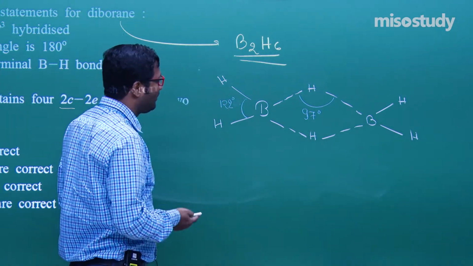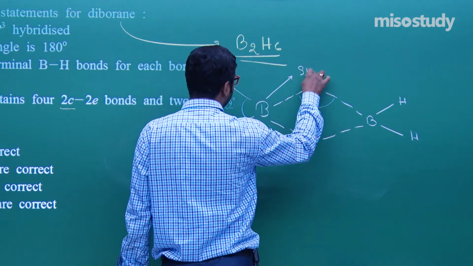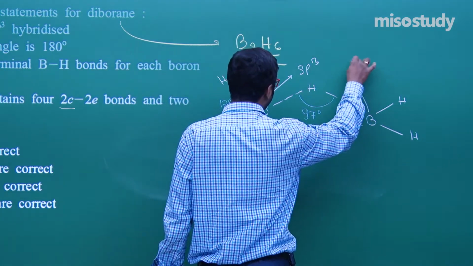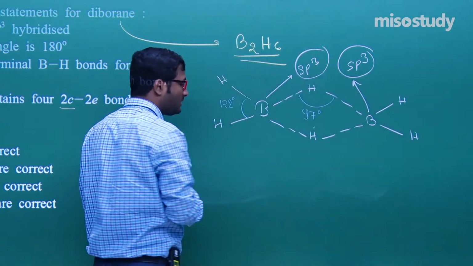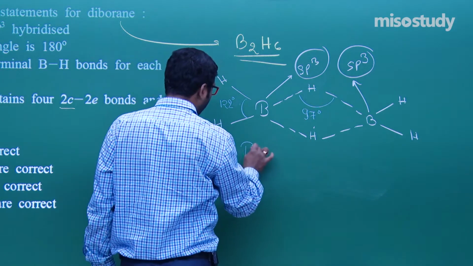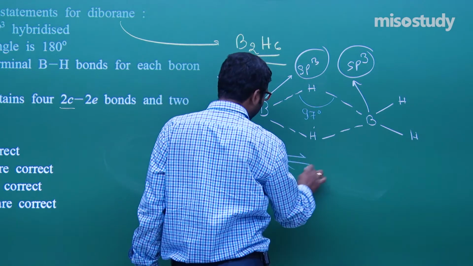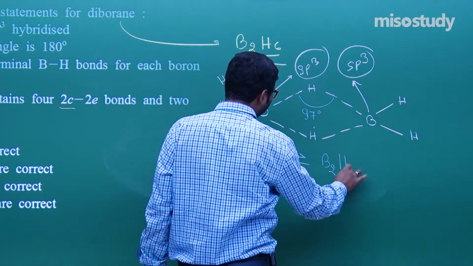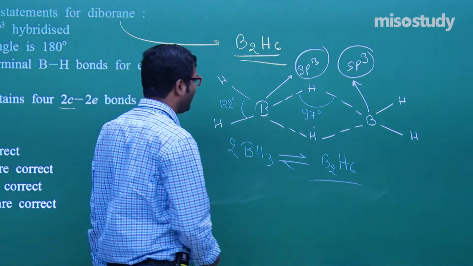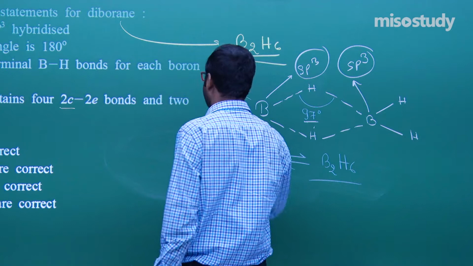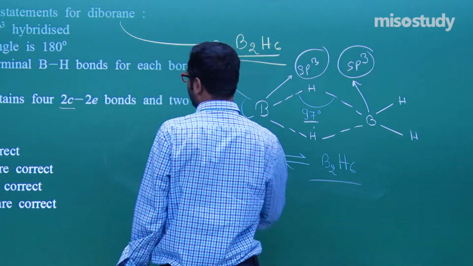Now by looking at this structure, we can say that boron is sp3 hybridized, 4 bonds here. By using the formula we can also find out, because diborane comes from BH3. Dimerization of BH3 gives you B2H6. Hybridization is sp3. It's so simple. I've discussed earlier, by looking at the structure, 97 degree, 122 degree, that is not 180 degree. So the second statement is not correct.